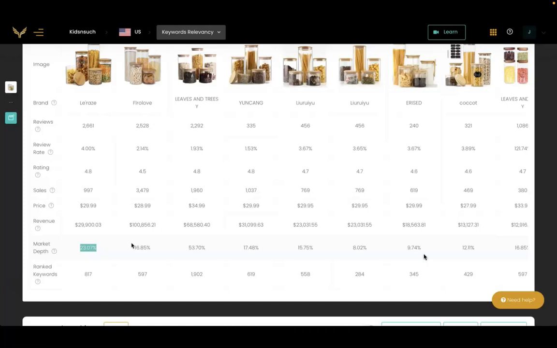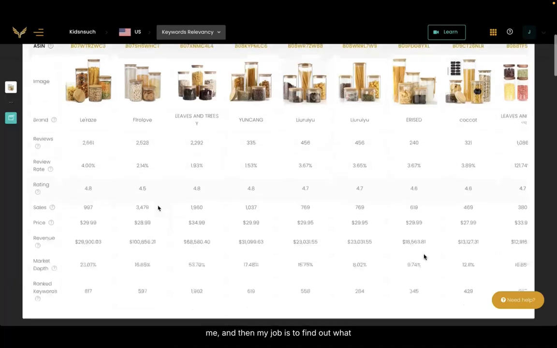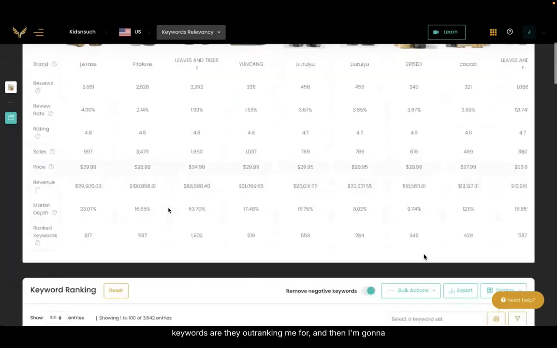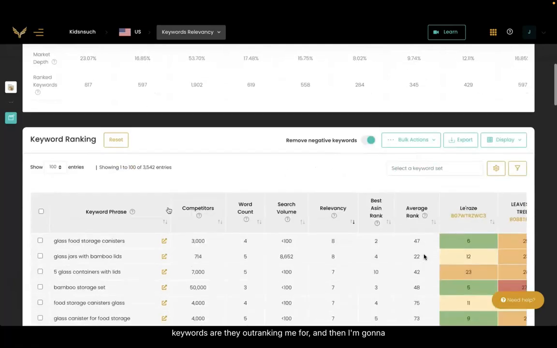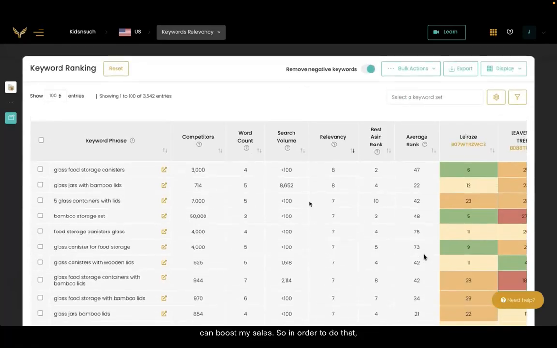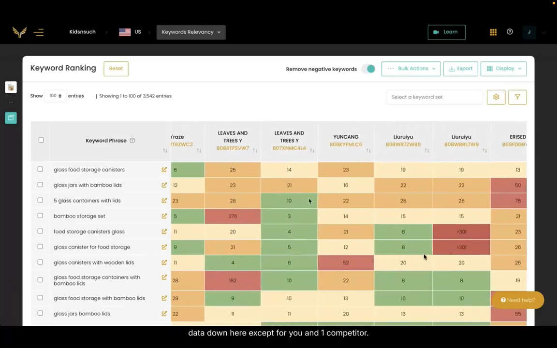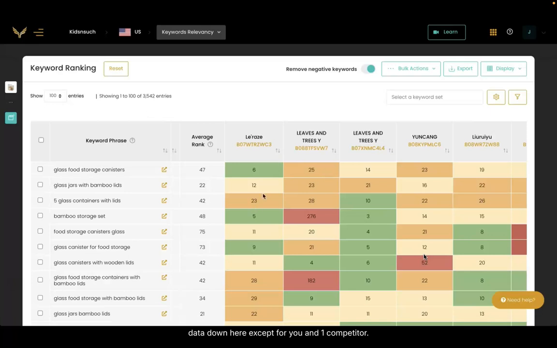But the idea here is to say, okay, I'm going to compare my product to a competitor who is outranking me, and then my job is to find out what keywords they are outranking me for, and then go target those and make sure that I can boost my sales. So in order to do that, we want to get rid of all of the other data down here, except for you and one competitor.